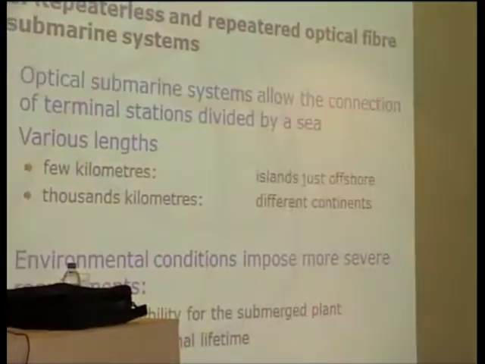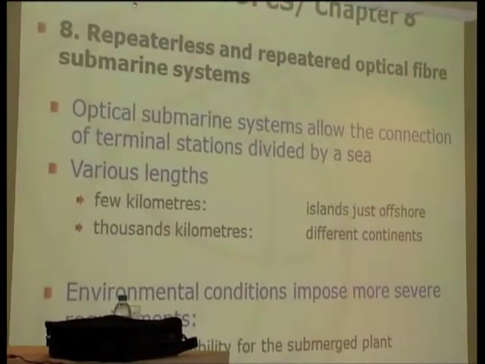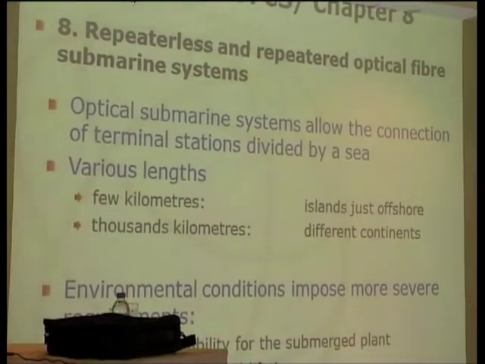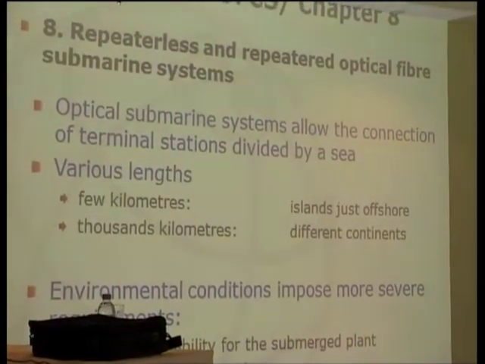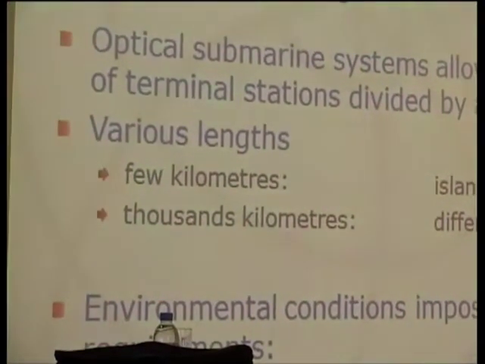Optical fiber systems for submarine application could cover very different aspects. We can have submarine cable systems covering distances of a few kilometers. Think, for example, of a connection to islands just offshore, or connections to petroleum platforms just offshore. Or they can cover thousands of kilometers between Europe and the United States, or between Asia and America, or between Africa and Europe and Asia, and so on.